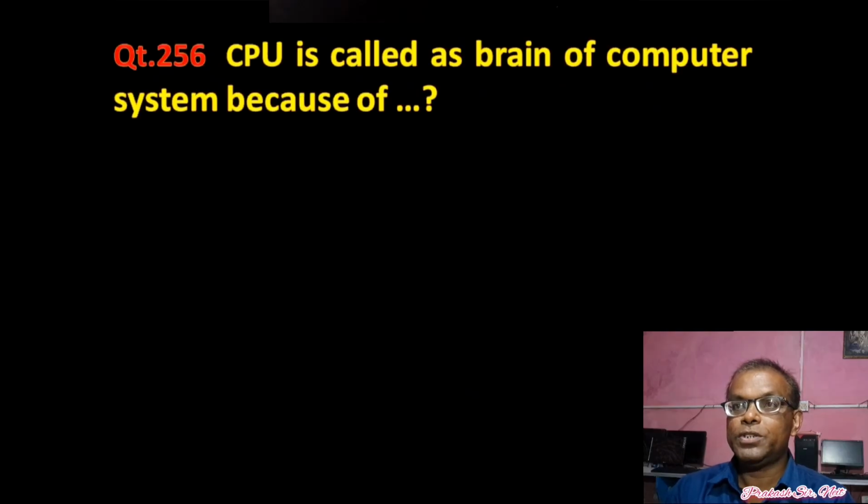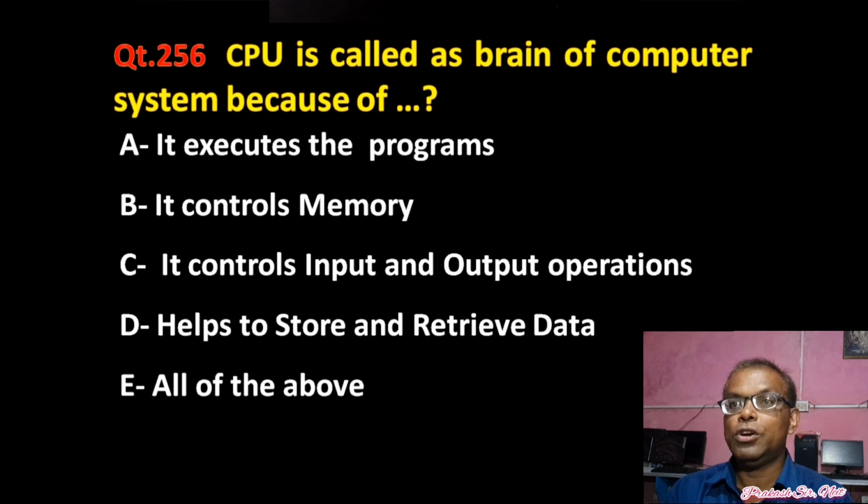Question number 256. CPU is called as a brain of a computer system because of. Why is CPU called as the brain of a computer system? The alternatives are: it executes the programs, it controls the memory, it controls the input and output operations, it helps to store and retrieve data, and all of the above. So the correct answer is all of the above, because CPU executes the program, CPU controls memory, CPU controls input and output operation, and also CPU helps to store and retrieve data.